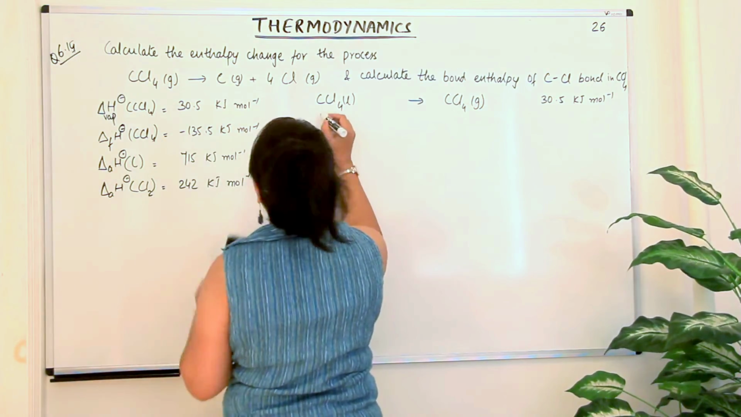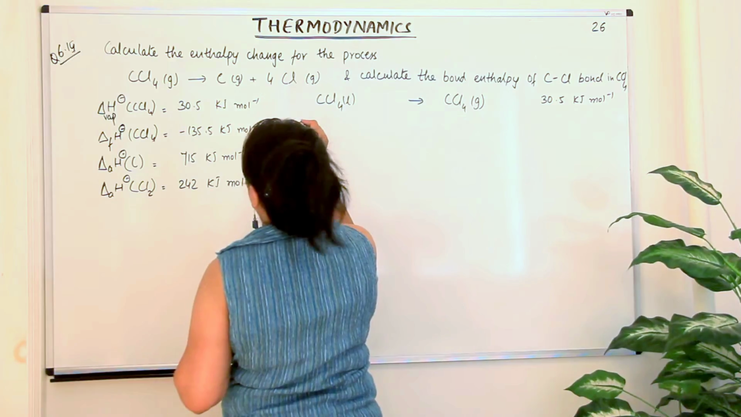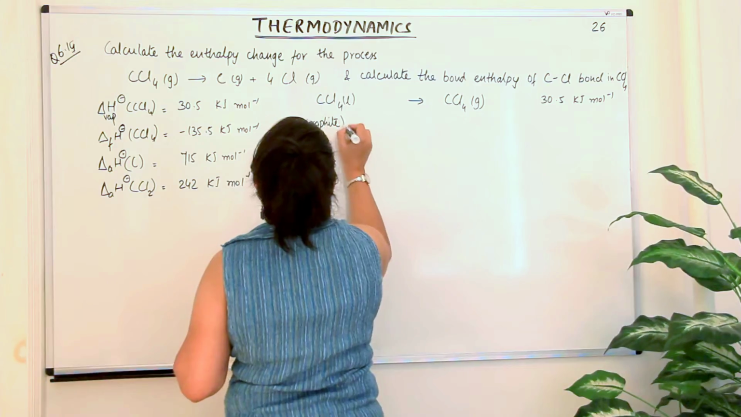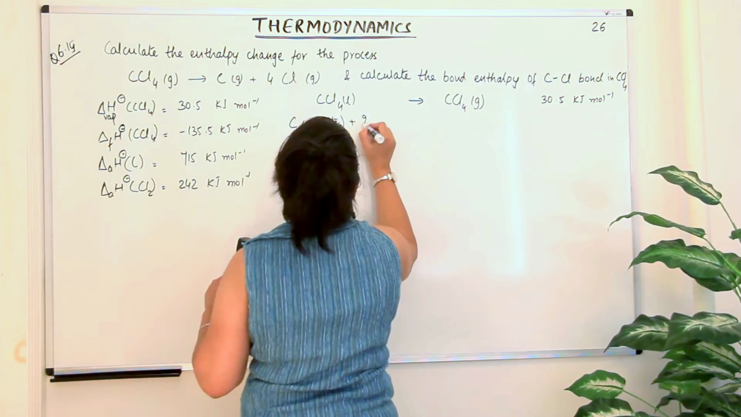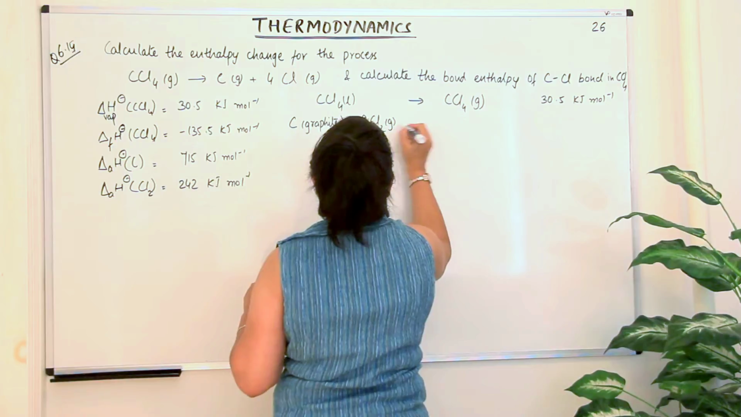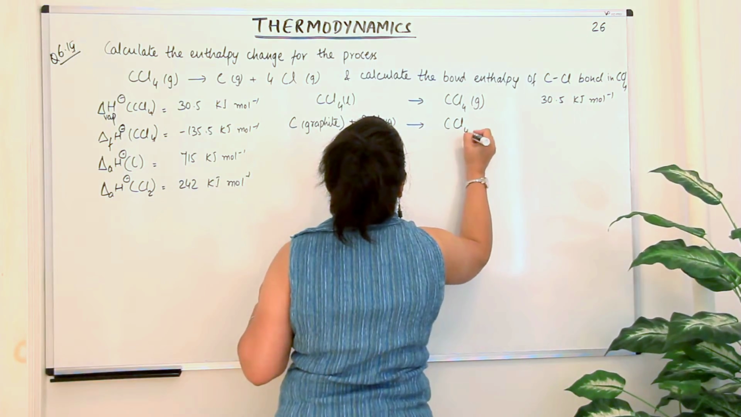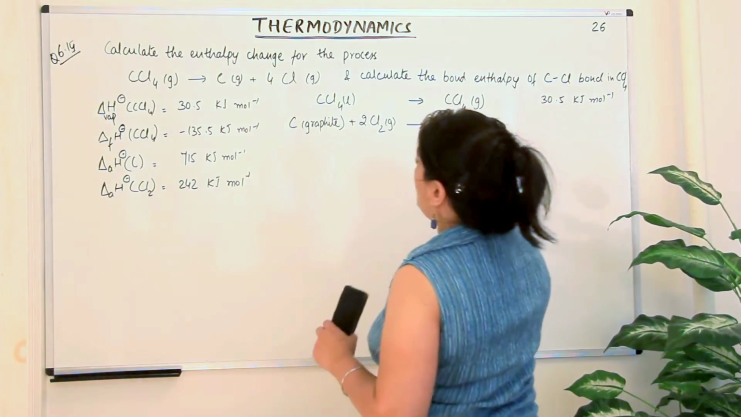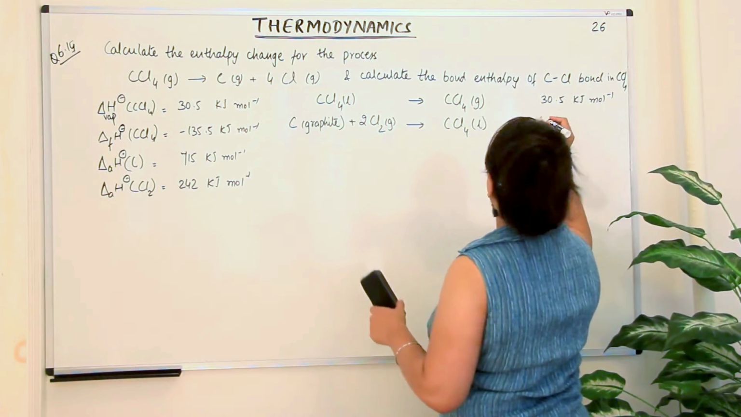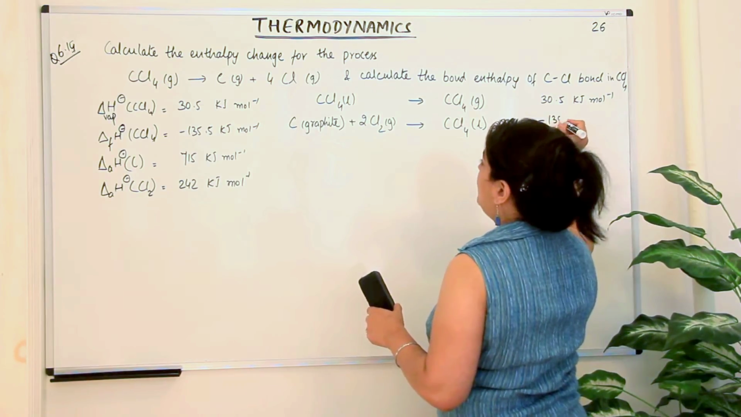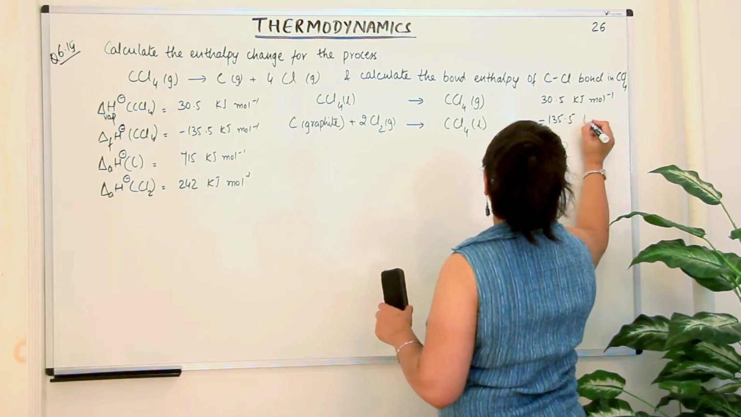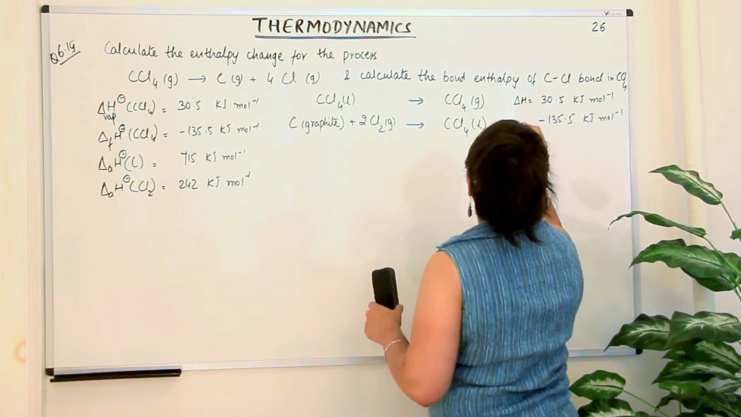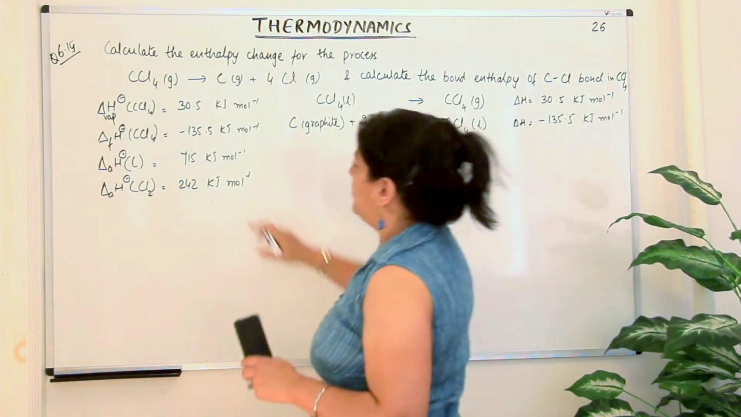Right? Here we have carbon, which is in the form of graphite, combines with 2 molecules of chlorine in the gaseous state to give you 1 mole of CCl4 in the liquid state. Right? So these are all in their standard states now, and the enthalpy of this reaction is minus 135.5 kilojoules per mole. Right? Delta H, irrespective of what kind of enthalpy it is.